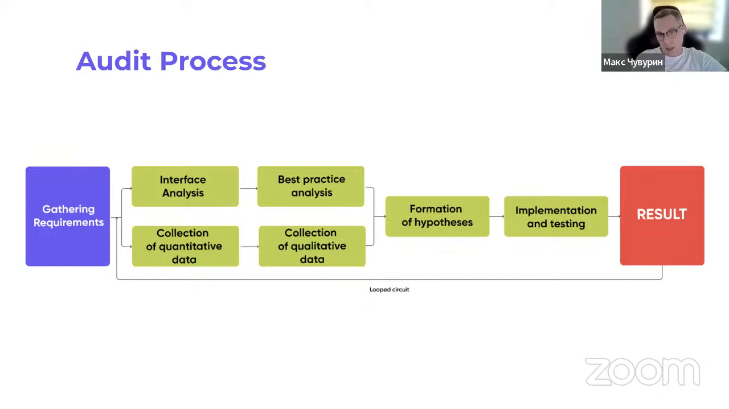Along with this comes the stage of interface and best practices analysis. So we check how the requirements are satisfied on your own side and how the same requirements are realized on the best practice side. Beyond that comes the collection and analysis of quantitative data to supplement the interface hypotheses and flows that we have found.